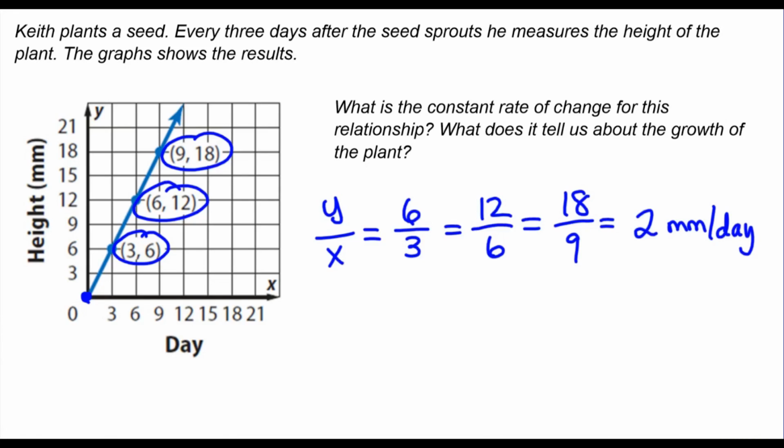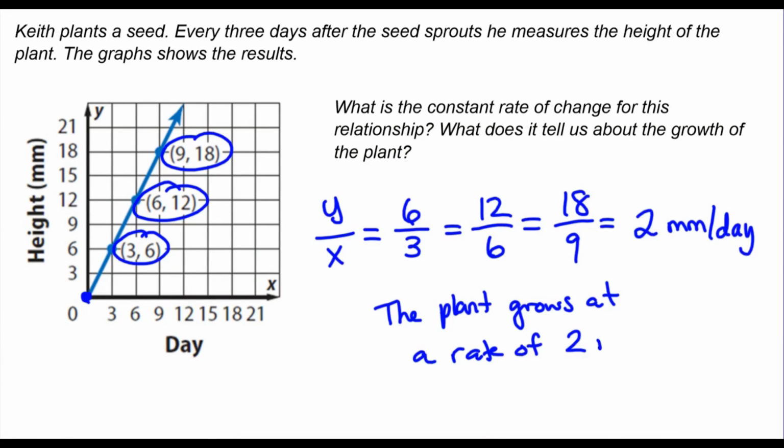So what does that tell us about the growth of the plant? It tells us the plant grows at a rate of 2 millimeters per day. So now we've seen that when it comes to proportional relationships, the key idea here is that constant rate, that constant unit rate that never changes. And now we see what it looks like in a table, and now we see what it looks like in a graph. So we can get that information from either of those representations of proportional relationships.